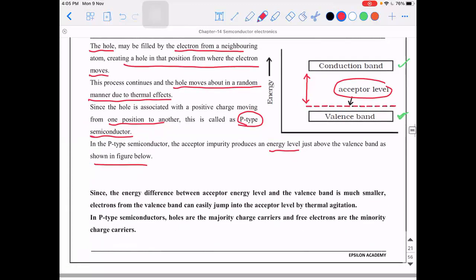So in a P-type semiconductor, holes are the majority charge carriers and free electrons are the minority charge carriers. Guys, these are the 2 important basics with respect to this whole chapter. Are you guys clear with this? Did you understand what an N-type and a P-type semiconductor is? If you are clear with this, I'll proceed. Yes, sir.